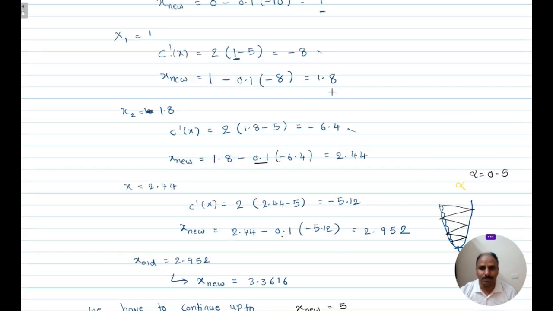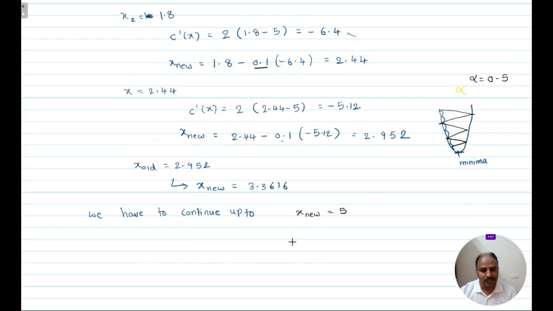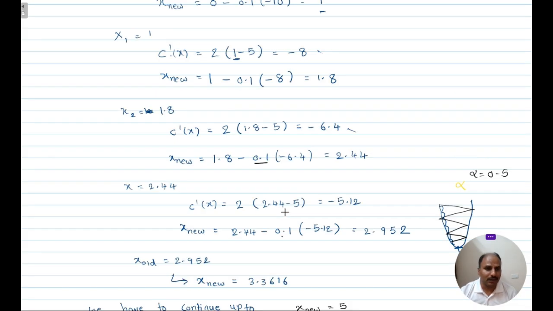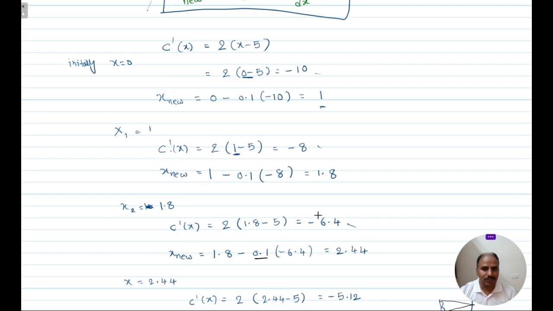Every time you can observe 1.8, 2.44, 2.952, 3.36, later maybe 4.5, 4.7, 4.9. It takes a certain number of iterations. Here I have taken only 5 iterations. It may be 10 or 15 or even 20 iterations. So it will reach the true solution, that is x new equal to 5. So this is the nonlinear optimization.